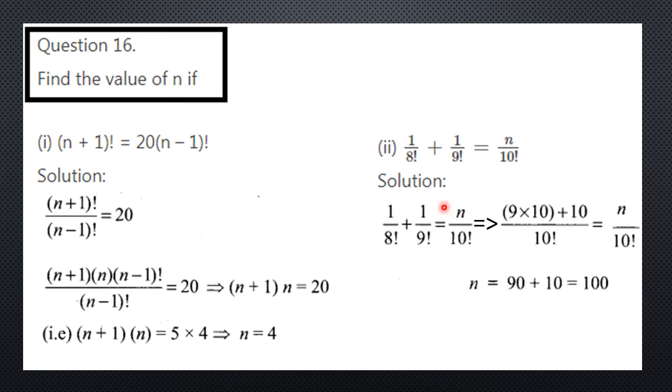Numerator 9 into 10. Here we have only 9 factorial, so multiplied by 10, and the numerator is also multiplied by 10. So this is 1 into 10, which is 10 factorial. So both of them have 10 factorial, therefore the LCM is 10 factorial. Right side n by 10 factorial. Now this 10 factorial will be cancelled, so n equal to 9 into 10 plus 10, that is 90 plus 10 equal to 100. This is the n value.